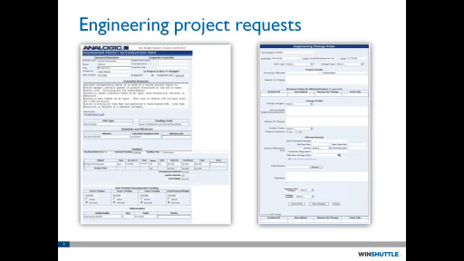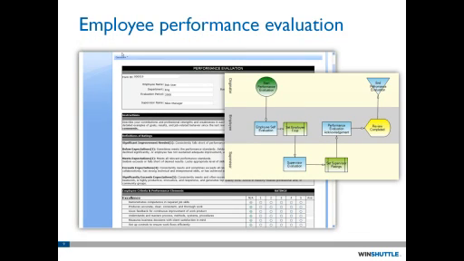Another example would be engineering project requests. You can see here the complexity of the forms that you can build using Winshuttle workflow capability. Another example would be employee evaluations. It's a simple workflow. You can see the designer swim lanes, but you can build relatively complex forms with many different user interfaces and choices of how people input data, from simple text fields to radio buttons to grids, and a whole range of complex fields that can be built.